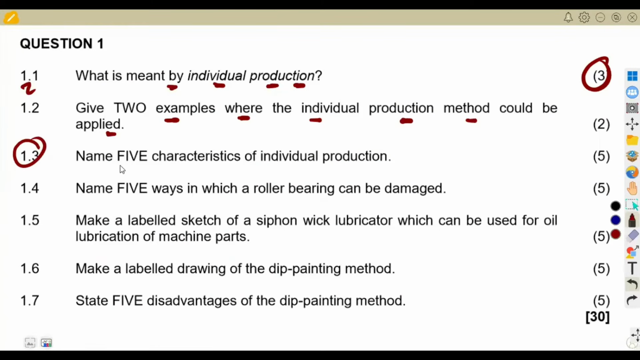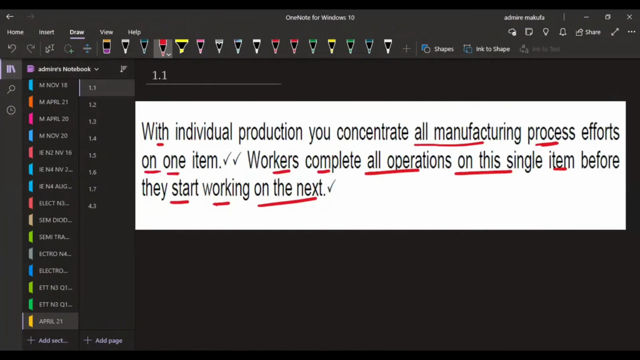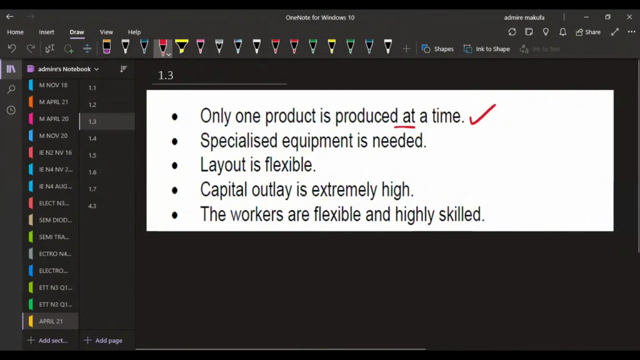On 1.3, they want us to name 5 characteristics of individual production. We are focusing on producing only one item at a particular time. What is it that we are considering as the characteristics? Only one product is produced at a time, like we said before. We have been talking about a single product being manufactured, so this is the same concept.